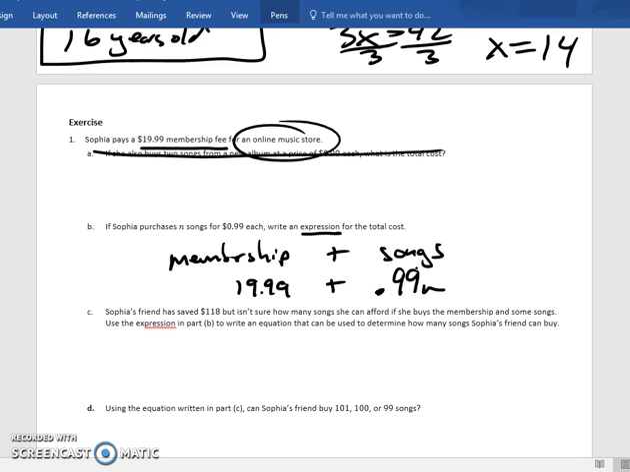Okay, so this is how much it's going to cost. She has a total of $118. And again, hopefully you're starting to see that theme of what you have as a total amount. We got a total of $118. It's going to cost the $19.99 plus the 99 cents for each song.